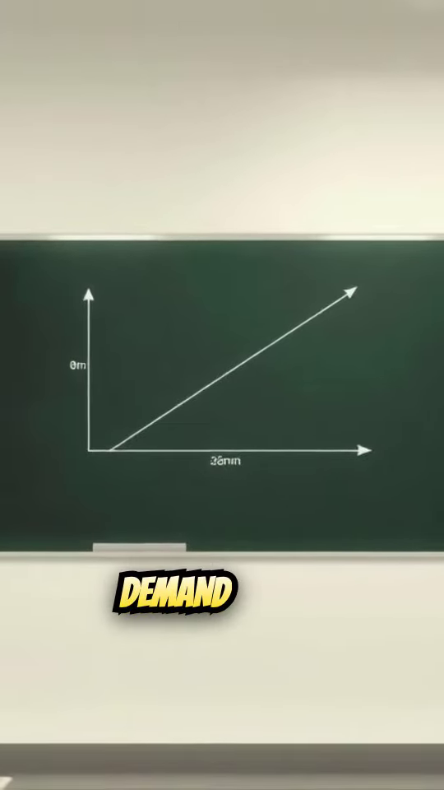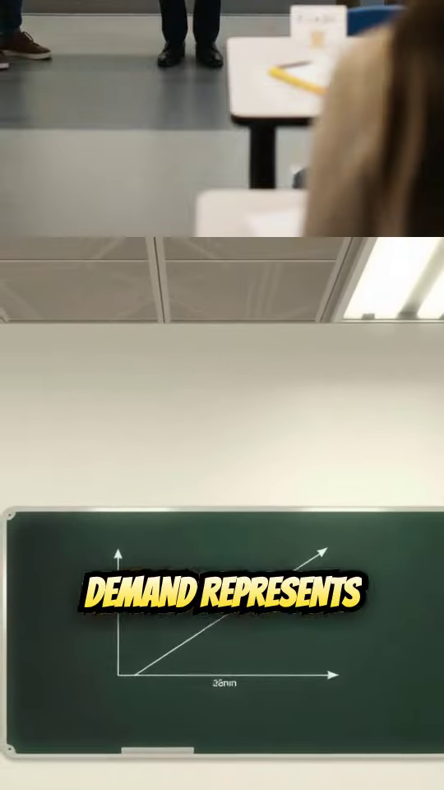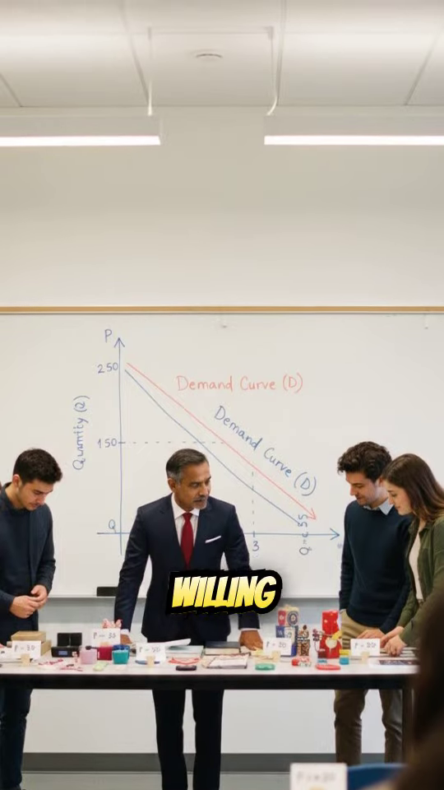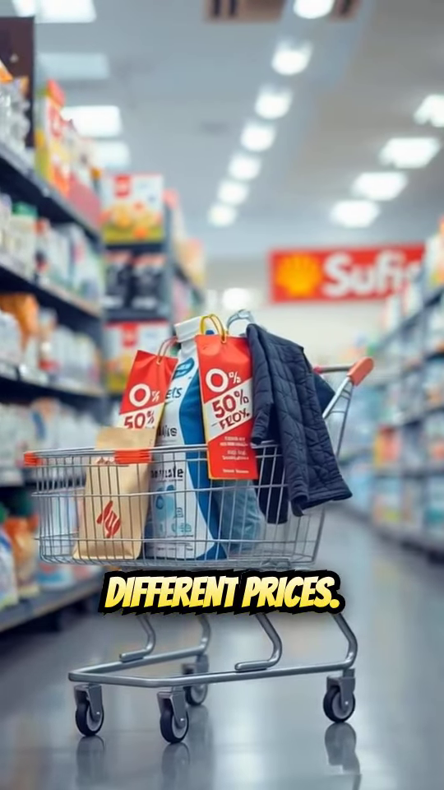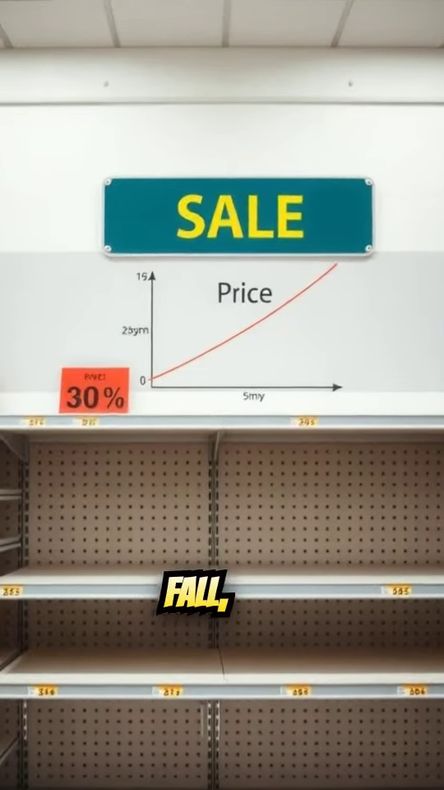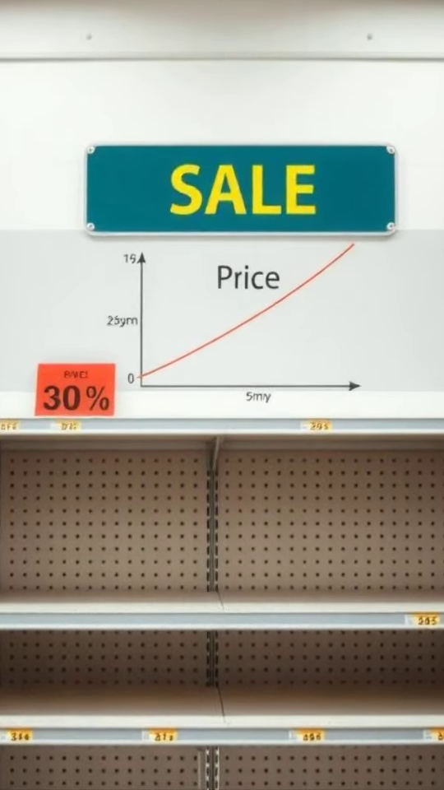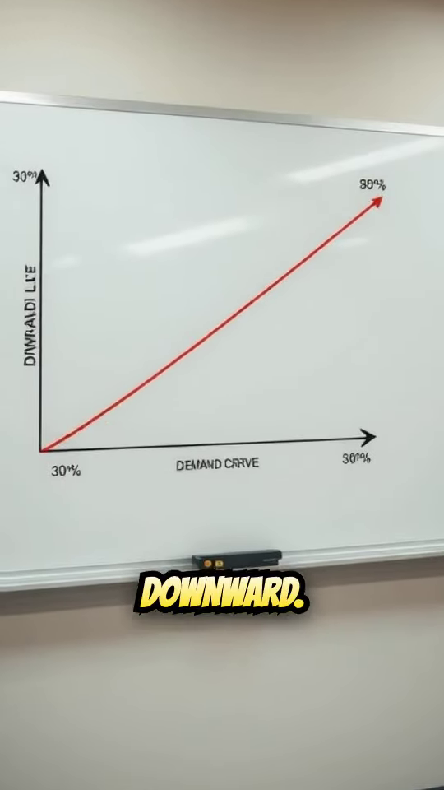Let's start with the demand curve. Demand represents the quantity of a good that consumers are willing and able to buy at different prices. Generally, as prices fall, the quantity demanded increases. That's why the demand curve slopes downward.